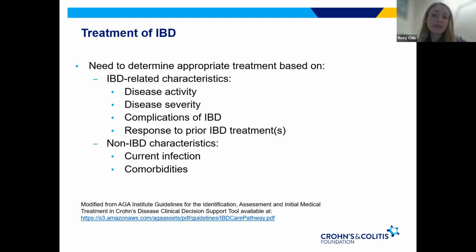And then, non-IBD characteristics: are the patients actively infected? Have they had a previous malignancy? And then how comorbid are they? That will also influence the type of medication that we pick, because as you'll see, we have some that have fewer side effects, and then we have some that come with full-blown immunosuppression to suppress that inflammation.